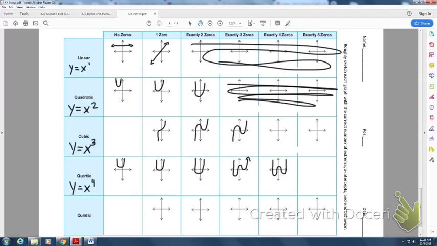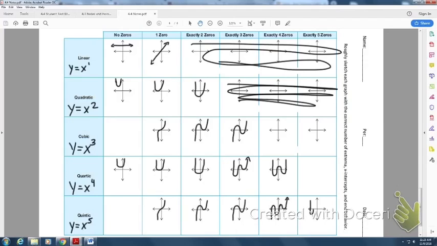Next, going to the quintic, so this would be x to the 5th. Everything on this up to 3 x-intercepts is all going to look like the cubic. But I need to be able to make a graph that has 4 x-intercepts and also 5 x-intercepts. So I can go 1, 2, 3. I've got to make a fourth one, but I know I've got to finish going up. So it bounces and goes up.